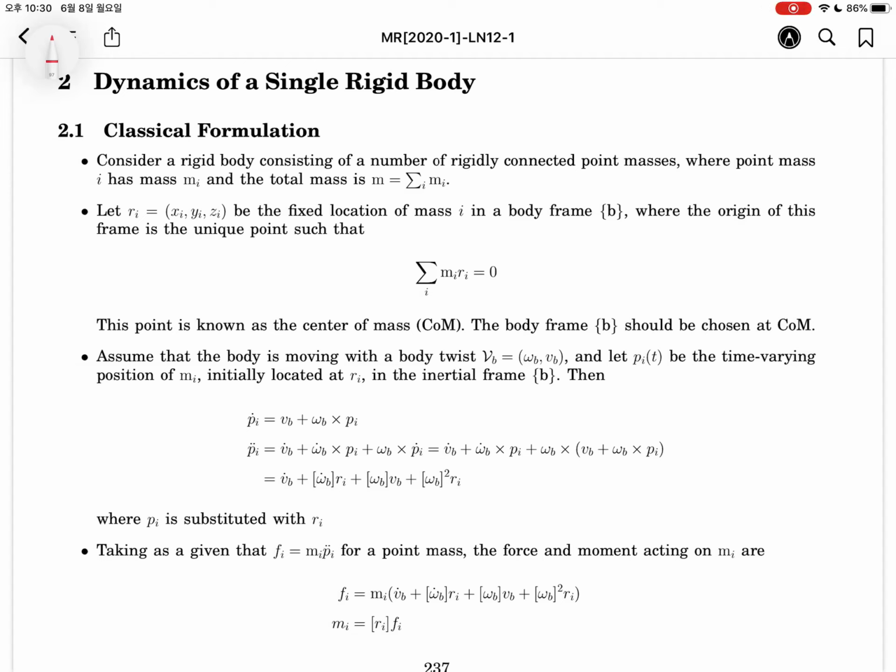Let's get started. Section 8.2, Dynamics of a single rigid body. In this section, I will review the classical mechanics developed by Newton and Euler. Let's assume that a rigid body is composed of a number of rigidly connected point masses. This is the starting point.